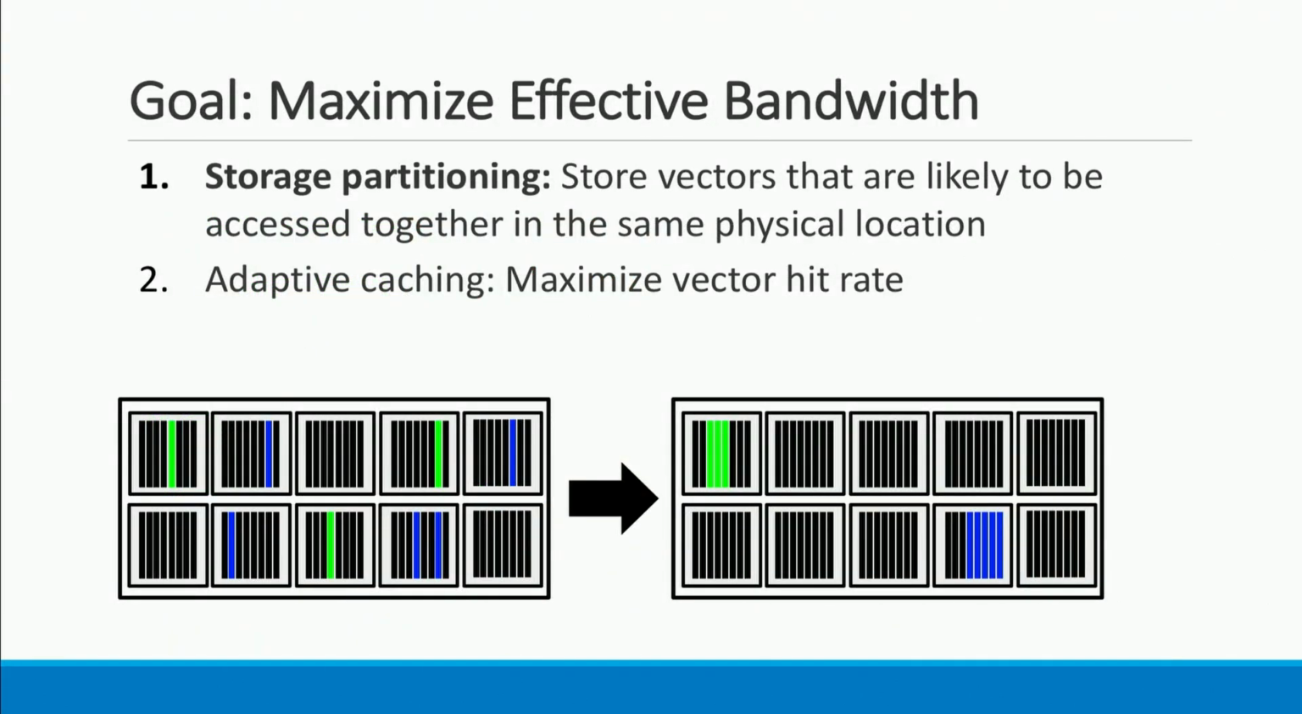And that leads us to our first goal, which is storage partitioning, or in other words, how can we store vectors that are likely to be accessed together in the same physical location, in the same NVM block.